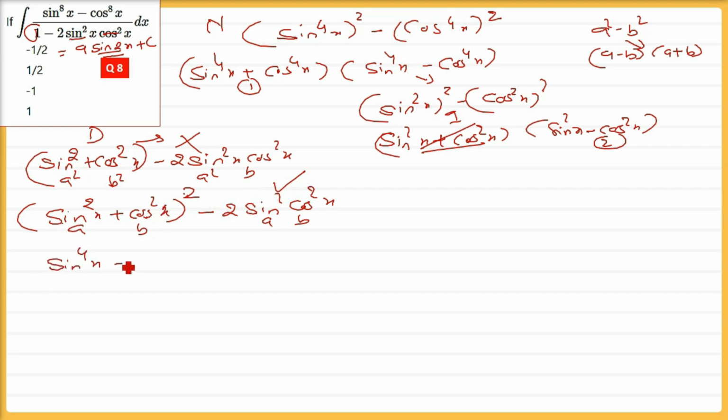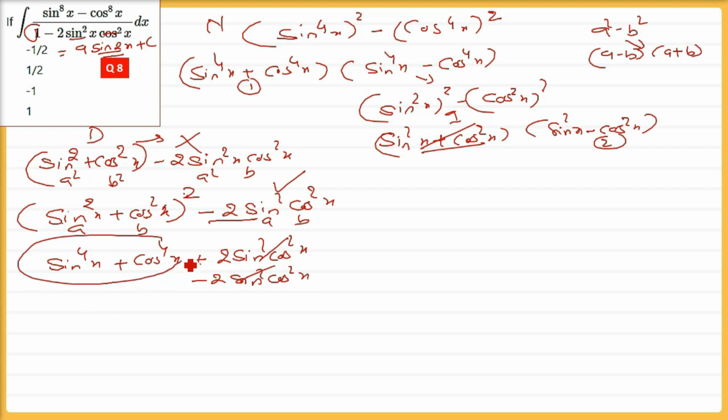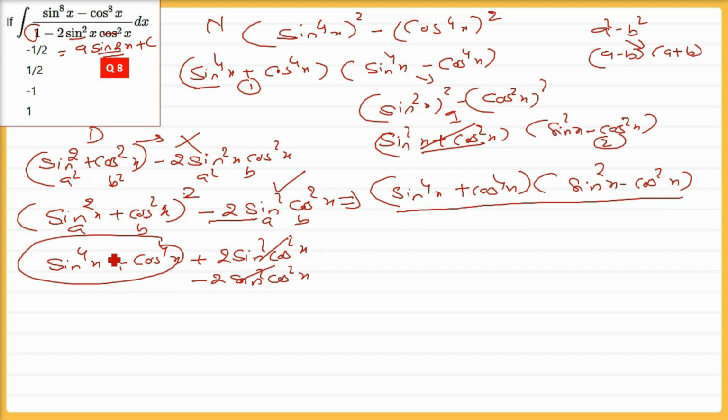Now let's open this. a plus b whole square is a square plus b square plus 2ab. So sine to the power 4 x plus cos to the power 4 x plus 2 into sine square x cos square x will come. Then you have this minus 2 sine square x cos square x also. This will get cancelled. So the denominator is only sine to the power 4 x plus cos to the power 4 x. Now I am writing numerator divided by denominator as the ratio. The numerator has come, which I am writing right now. The denominator we just did, and this has come as sine to the power 4 x plus cos to the power 4 x.